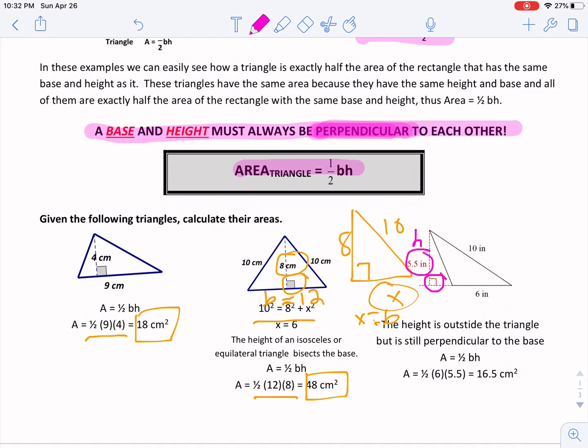The only thing it's perpendicular to is this 6. But what about this little dotted spot out there? Do I need to account for that, or can I just use 6? We can actually just use 6. This dotted part out there is just showing that it's a right angle, so we know 5.5 is the height. This 10 out here is just extra. We actually don't need it at all, because our area is just 1/2 base, which is 6, times the height, which is 5.5. We multiply that out, we get 16.5 centimeters squared.